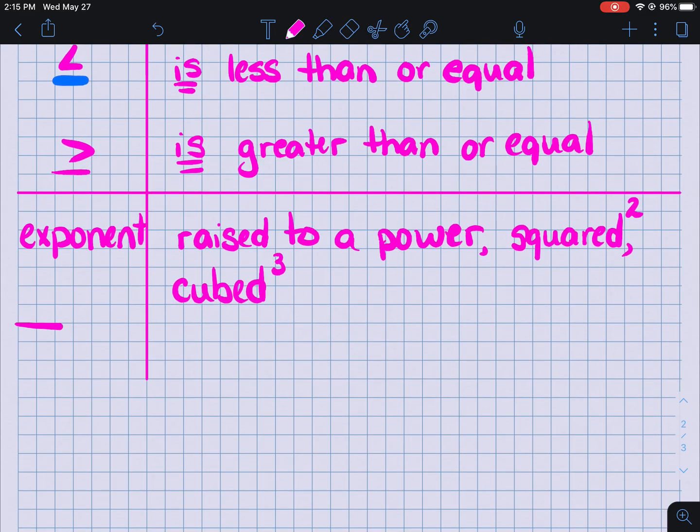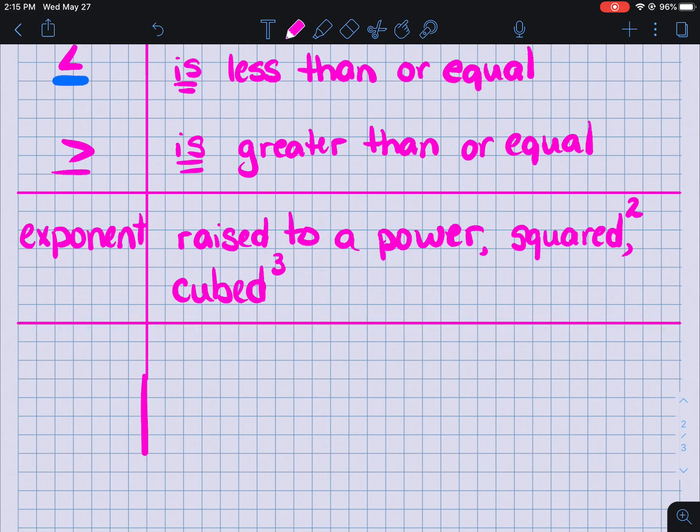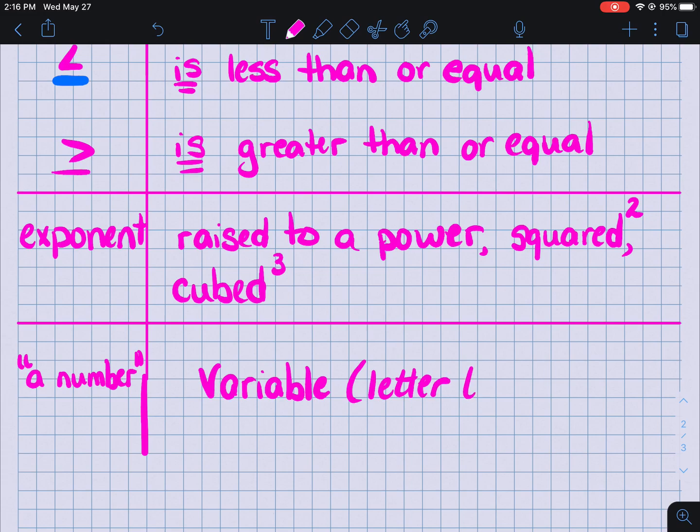And then the last thing that we're going to work on tomorrow in class is we're going to talk about the phrase a number. If a sentence says a number, and it doesn't give you an actual number, that's where you want to put your variable. If you're not sure what a variable is, that's just going to be a letter that represents all numbers, or a letter that represents a number. We don't know what that number is, so we replace it with a letter.